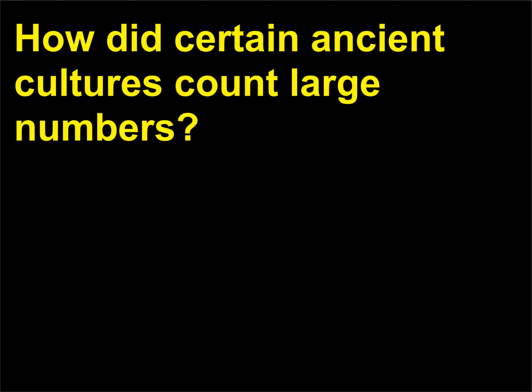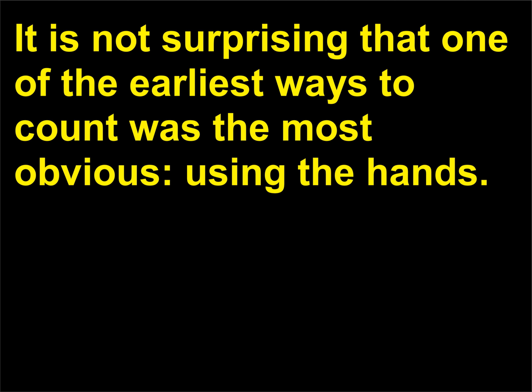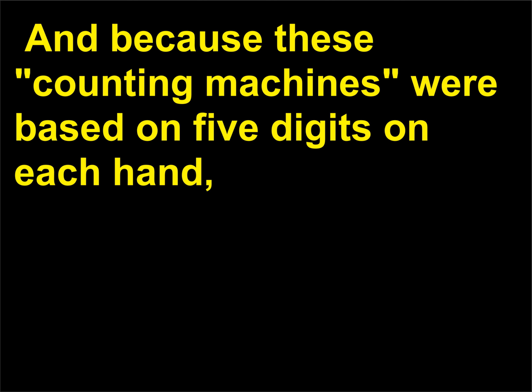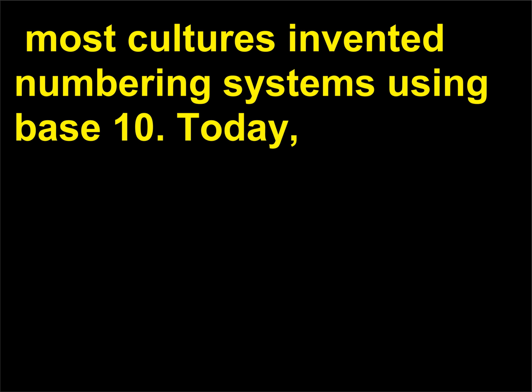How did certain ancient cultures count large numbers? It is not surprising that one of the earliest ways to count was the most obvious, using the hands. And because these counting machines were based on 5 digits on each hand, most cultures invented numbering systems using base 10.